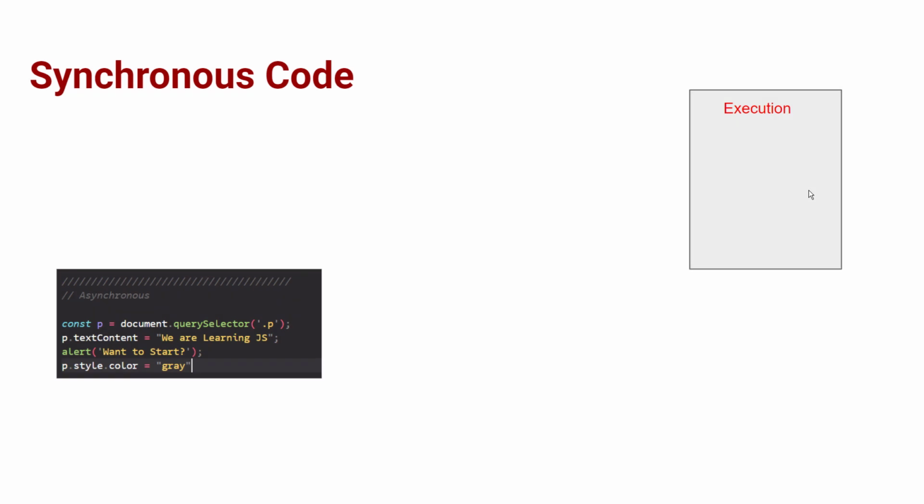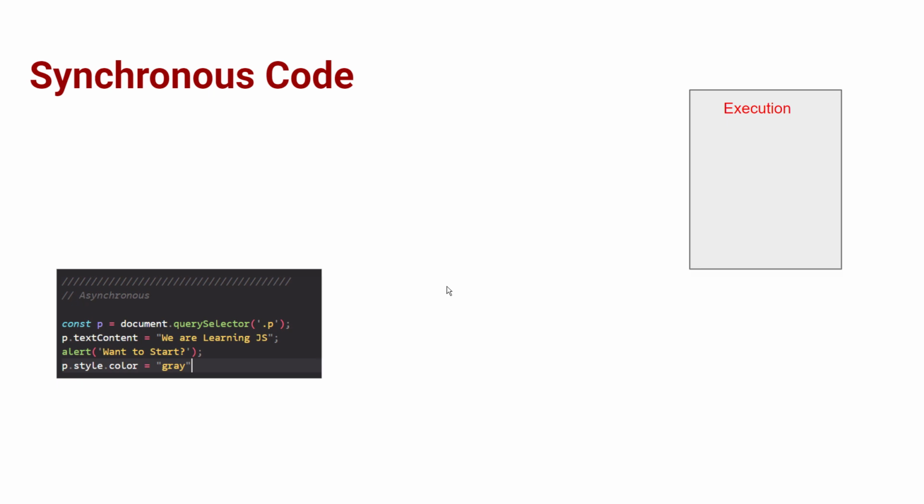Hey guys, welcome back. In this video we're going to discuss all about asynchronous versus synchronous code in JavaScript. So let's look at that. What is the difference between synchronous code and asynchronous code in JavaScript? Most code in JavaScript is synchronous code, which means it executes line by line.